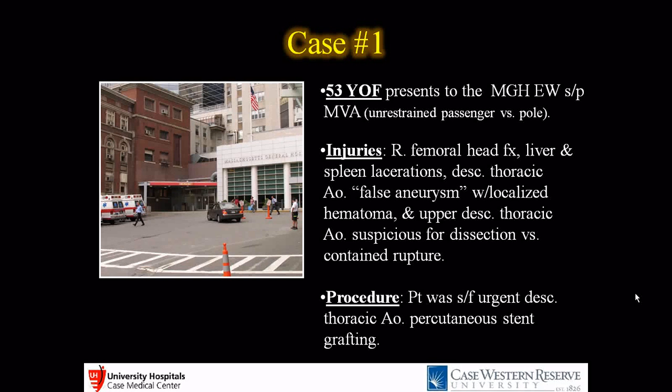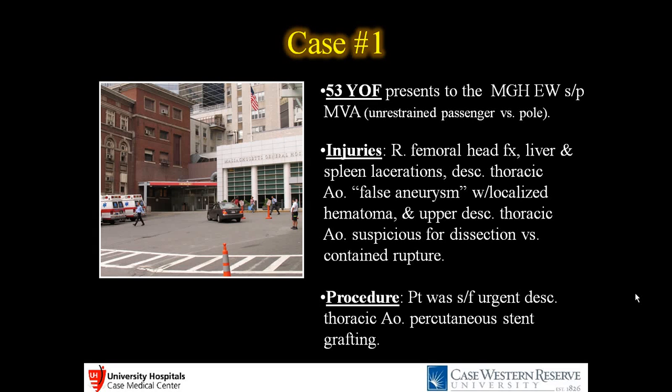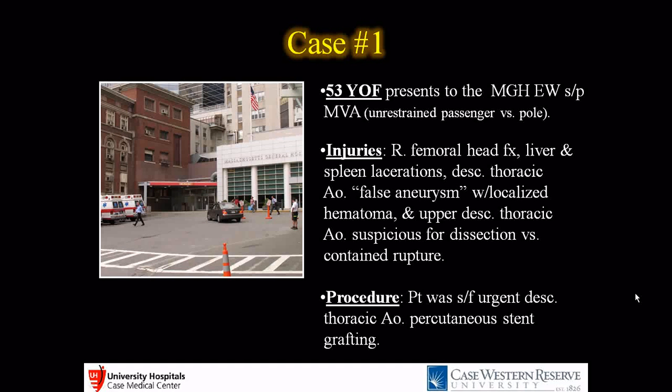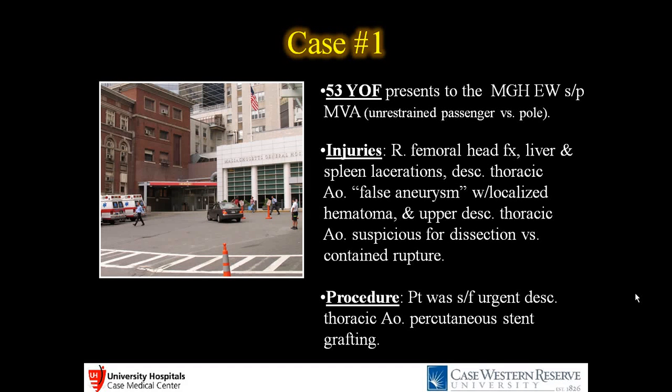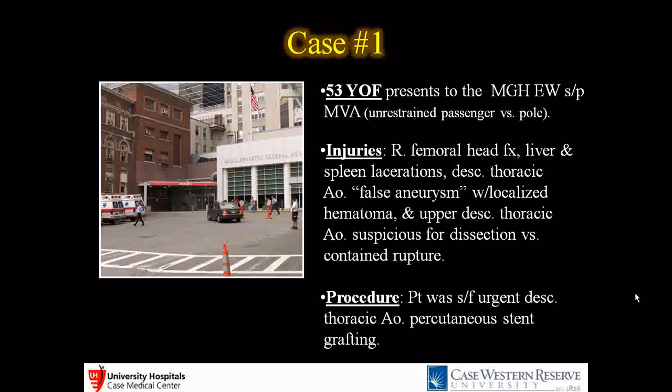A descending thoracic aortic false aneurysm was diagnosed with CT, with a localized hematoma, as well as an upper descending thoracic aorta, which was suspicious for dissection versus a contained rupture. The patient was scheduled for urgent descending thoracic aortic percutaneous stent grafting.